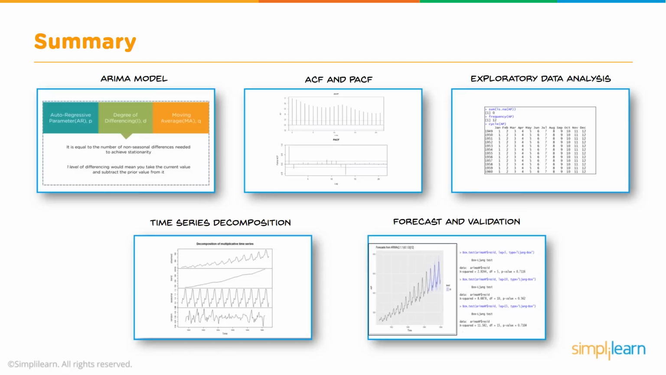Quick summary: we talked about what the ARIMA model is, what AR is, D, which is the degree of differencing, and moving average. So the p, d, q values we talked about. We briefly touched upon the autocorrelation function and partial autocorrelation function, and we plotted and saw them in R as well. We saw how to implement this in RStudio, and as part of that we did some exploratory data analysis, then the time series decomposition, and then finally we did the forecast and validated the model as well.